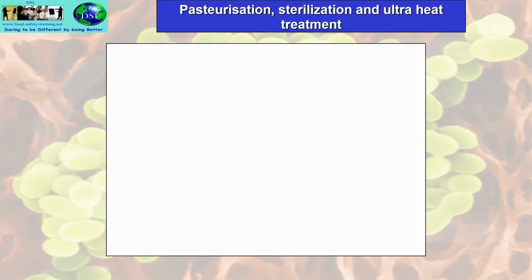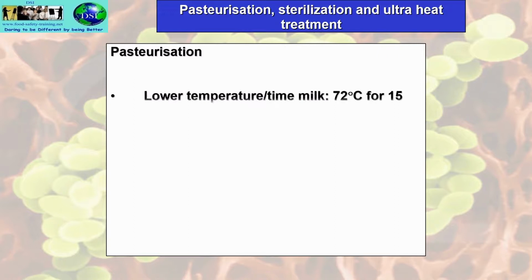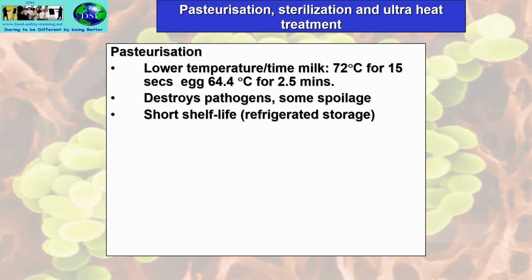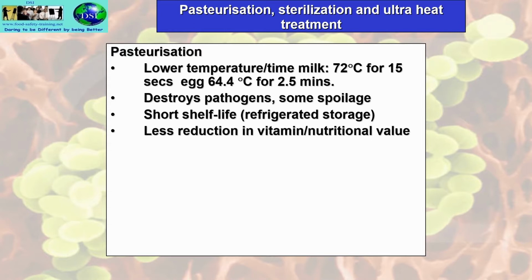Pasteurization, sterilization, and UHT or ultra heat treatment. These are all high temperature preservation processes. Pasteurization, this is where we use a lower temperature and time for milk, for example, because we don't want to give it an off taste. That's 72 degrees C for 15 seconds. You can also pasteurize liquid egg at 64.4 for 2.5 minutes. Obviously, any higher than that and it will start to scramble and cook. Pasteurization destroys pathogens and some spoilage organisms. There's a short shelf life on pasteurized food products, and all pasteurized products need to be refrigerated. There's less reduction in vitamin and nutritional value than other forms of heat preservation.